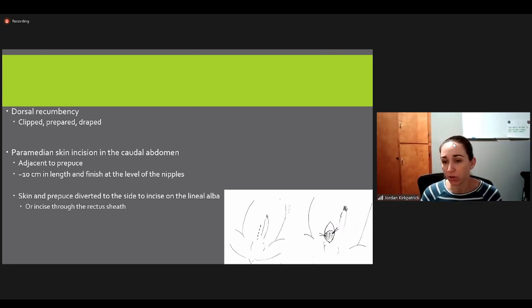Depending on how you do it, you can either make the initial incision through the skin and subcutaneous tissue, and then reflect the skin and prepuce to the side to get to the linea alba, and then do essentially a ventral midline incision once the penis and prepuce are diverted over. Or you can do a true paramedian incision and just incise through the rectus sheath, which is what I normally do.